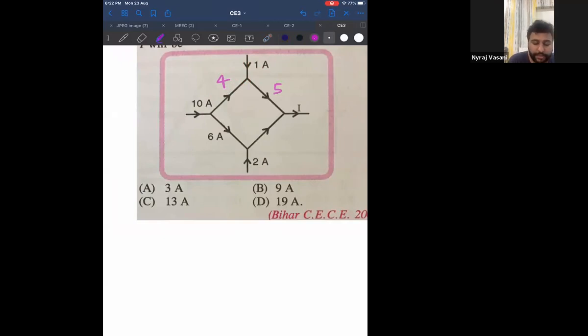Total current entering at this particular node is 5 ampere. That is 4 ampere plus 1 ampere. Therefore, total current leaving also has to be 5 ampere. Now, total current entering over here is 5 ampere plus something that I don't know. Even the other thing I don't know. Therefore, I am stuck. Therefore, come back to this particular node. Tell me what is total current entering this particular node? 8 ampere. 6 plus 2 is 8 ampere.